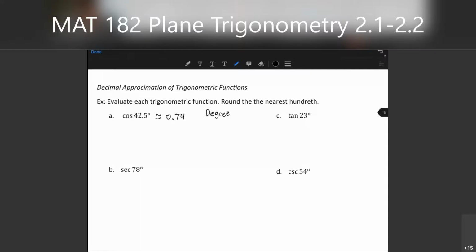If we were to go find the secant of 78, what would we have to actually represent that as? What's another way to write secant of 78 that would be helpful for us?